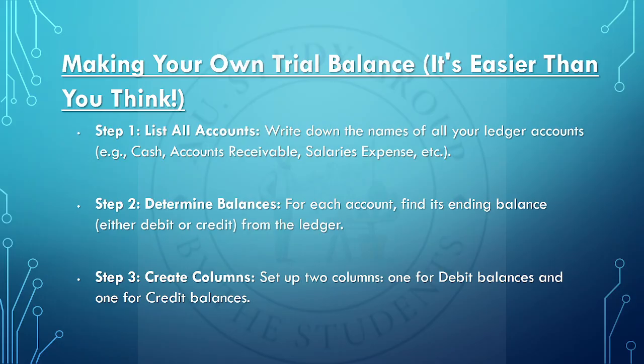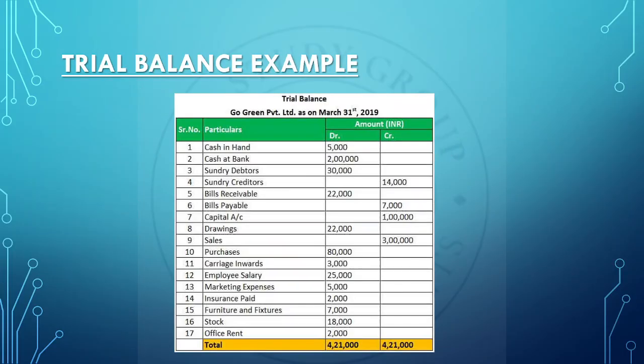Third, we create columns. We create two columns on a piece of paper or in a spreadsheet. The first column will be debit and the other column will be credit.